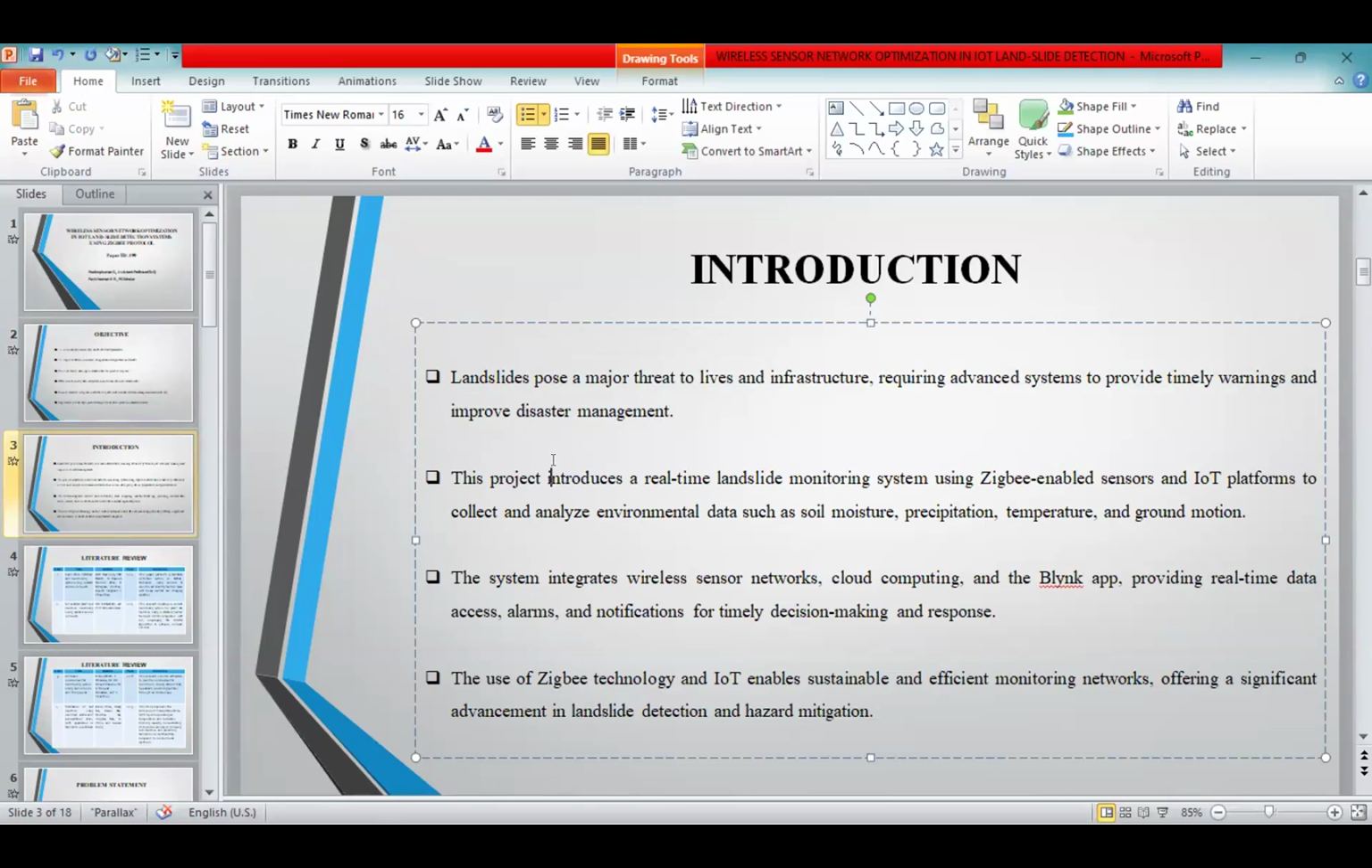The system integrates a wireless sensor network, cloud computing, and the Blynk app, providing real-time data access and also alarms and notifications for timely decision making and response. Here we mainly use ZigBee technology, an IoT-enabled, efficient monitoring network, offering a significant advancement in landslide detection and hazard mitigation.